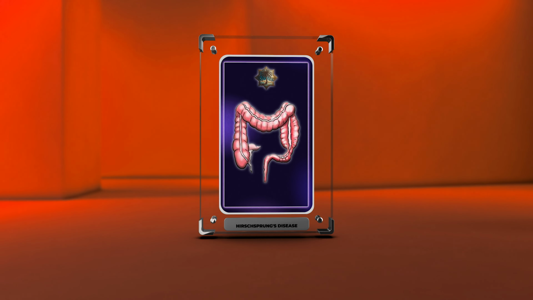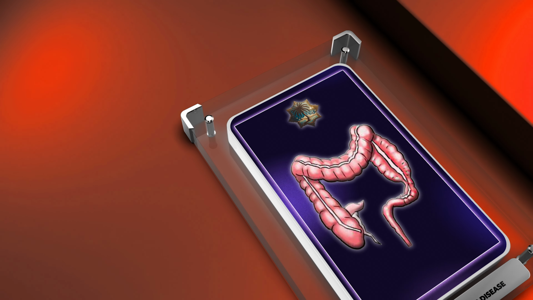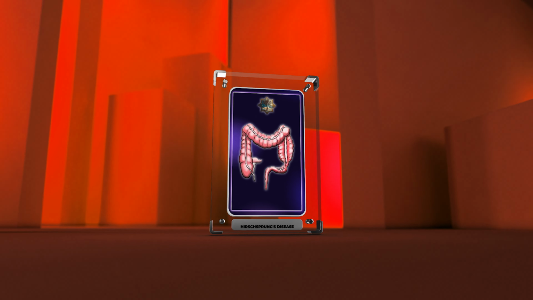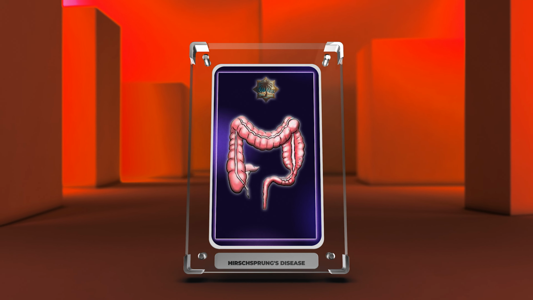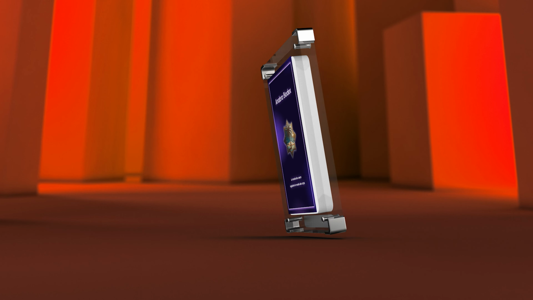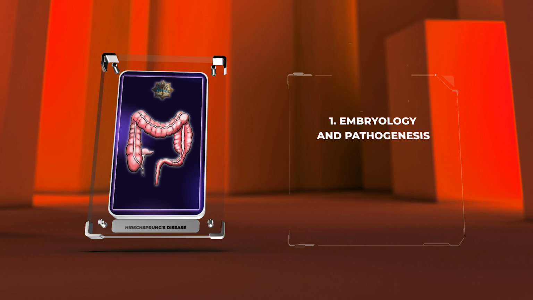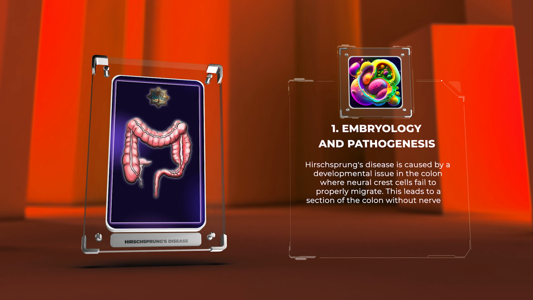Hirschsprung's disease is a rare gastrointestinal disorder that affects the colon and causes impaired bowel movements. We will explore its causes, diagnosis, treatment options, and long-term implications in this comprehensive video. Hirschsprung's disease is caused by a developmental issue in the colon where neural crest cells fail to properly migrate.